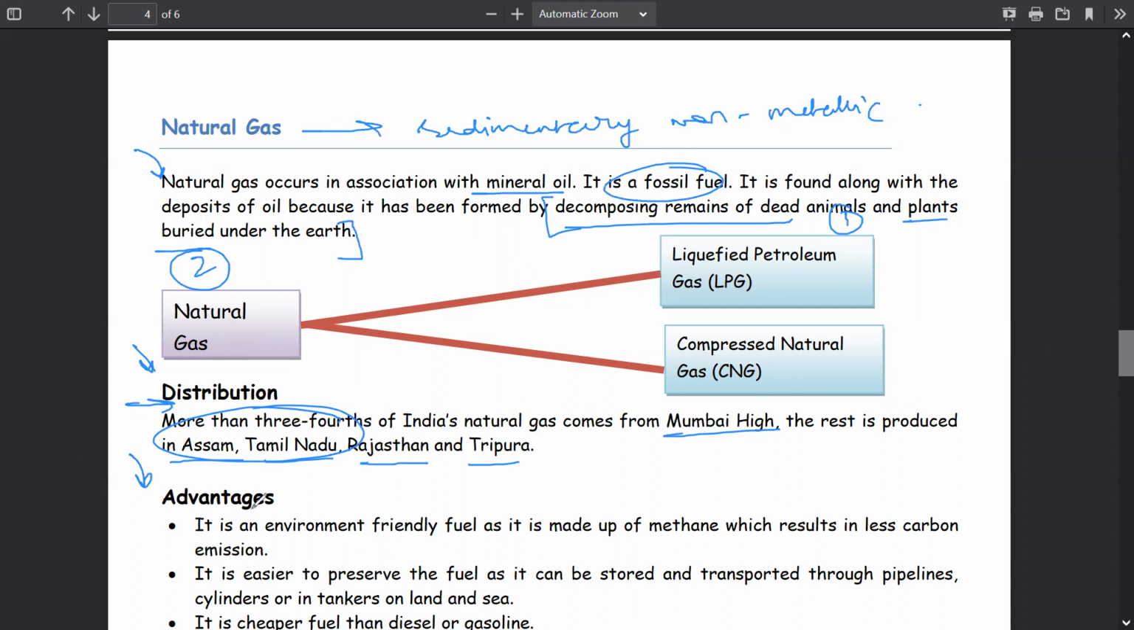Just remember 3 points. It is an environment-friendly fuel. It is easier to preserve the fuel. It can be stored and transported through pipelines, cylinders, or in tankers on land and sea. This is the first point. This is the second point. And finally, the third point, it is cheaper. It is a cheaper fuel than diesel or gasoline. So these are some of the advantages of natural gas.